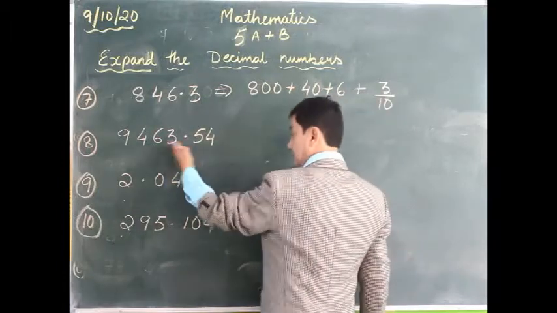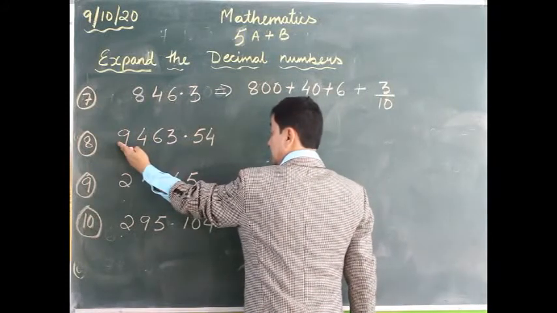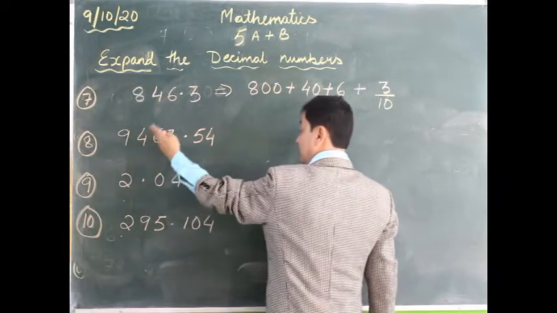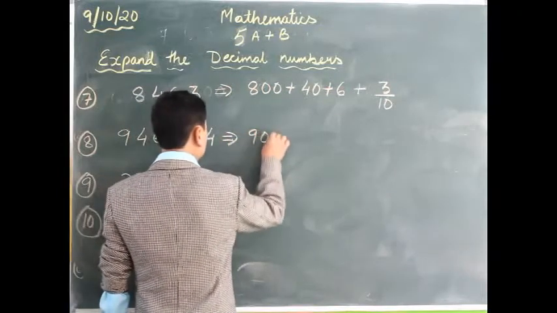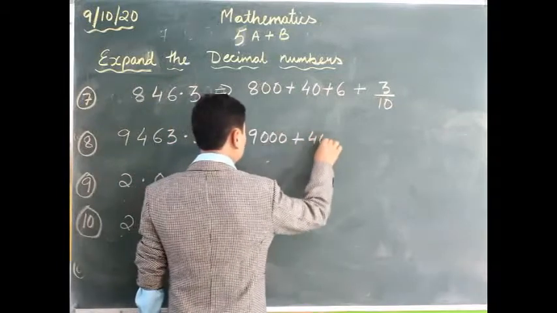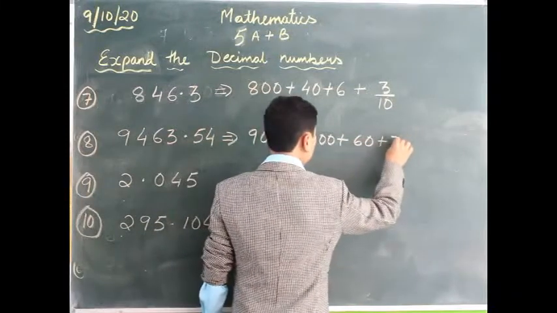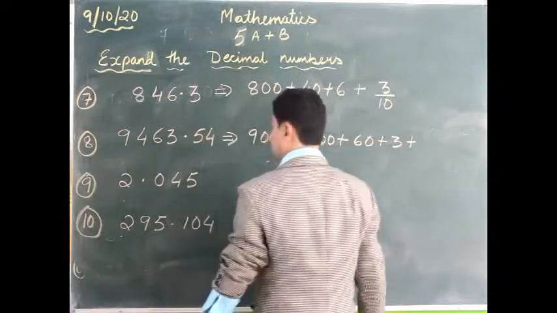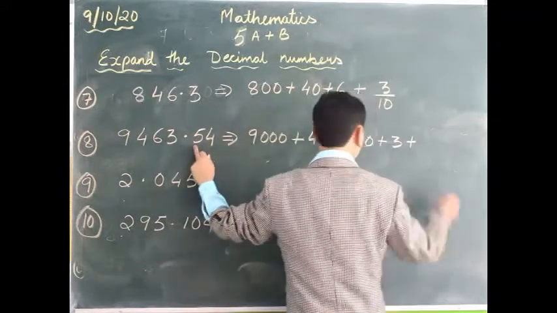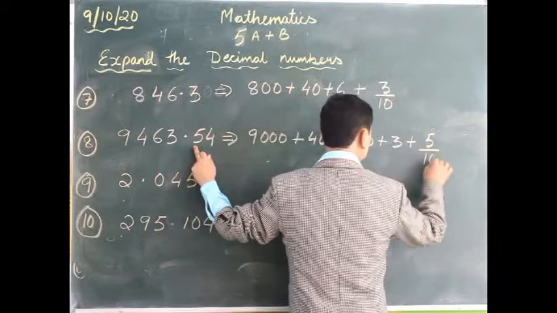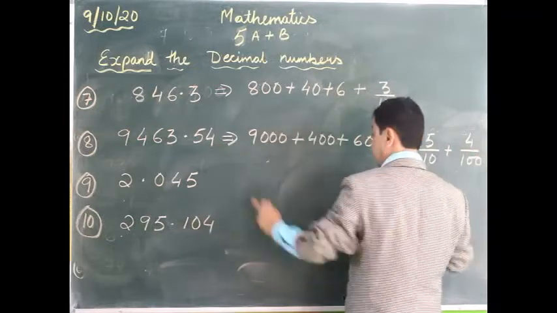So let's expand this. 9463. 9,000 plus 400 plus 60 plus 3. And we have come to the decimal point. So let's see the place value. This is which place value? Tenths, hundredths. So how many tenths? 5 tenths. Plus how many hundredths? 4 hundredths. Very simple.